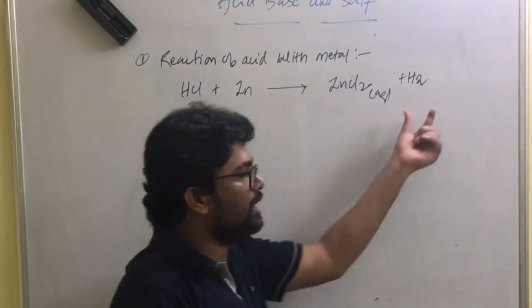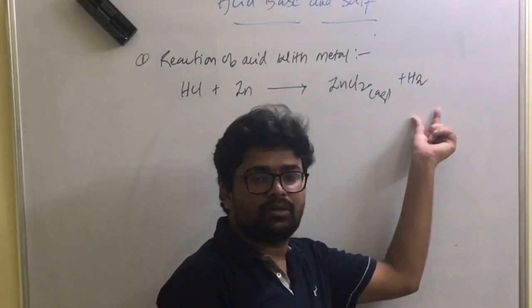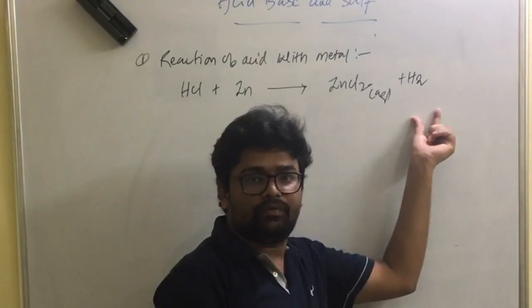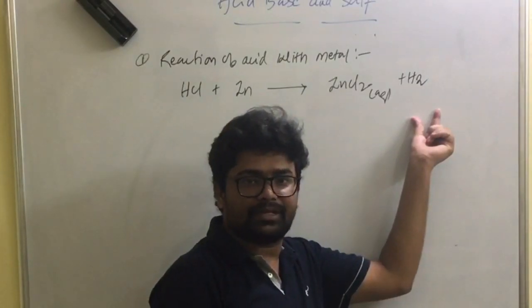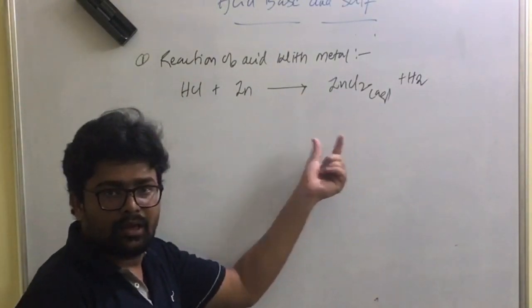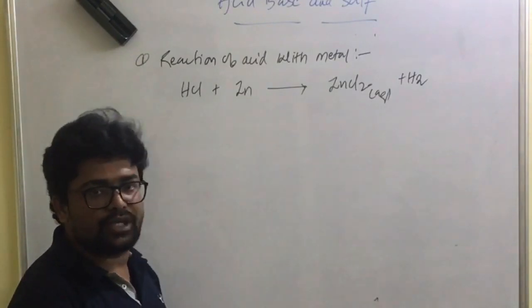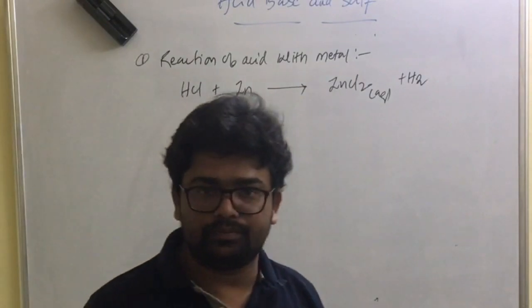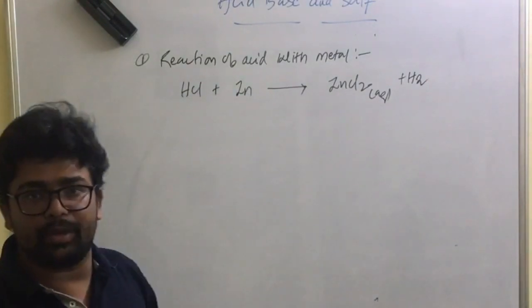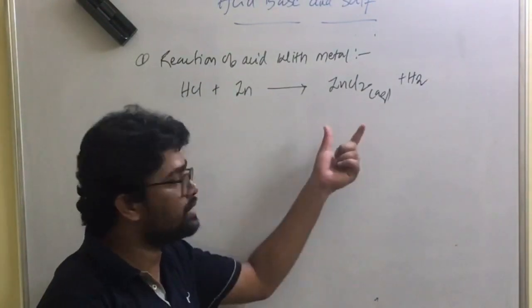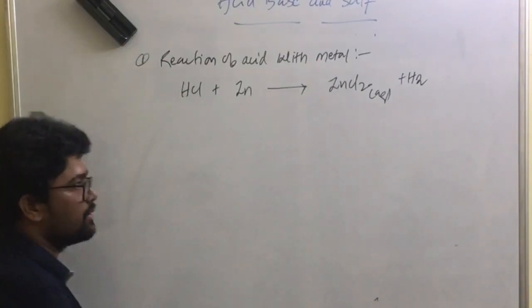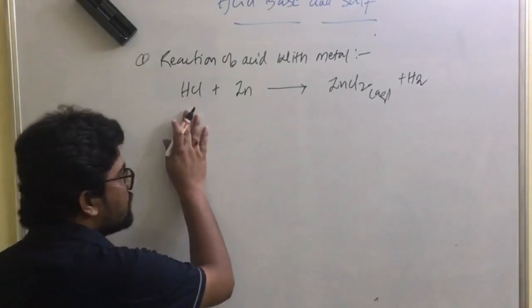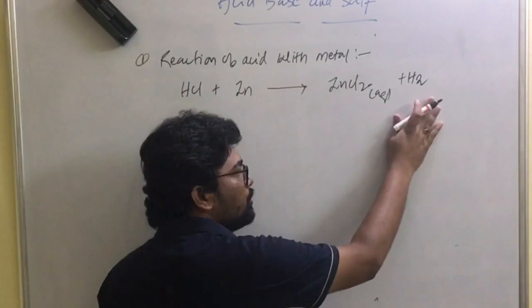How do we test the presence of hydrogen gas? With the help of the flame test. That is, you bring a burning candle near the mouth of the test tube in which hydrogen gas is collected. If it burns with a pop sound, or it puts off by making a pop sound, then it shows the gas is hydrogen gas. So all metals, when they react with acid, give you hydrogen gas.